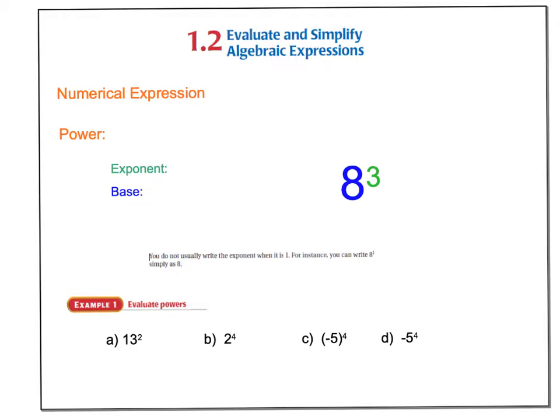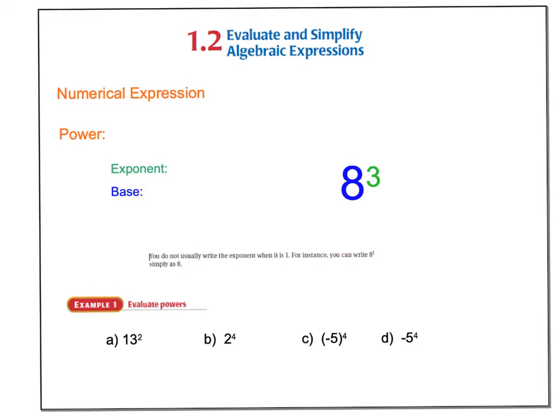A numerical expression is a phrase that consists of numbers, operations, and grouping symbols. It's important to note what I didn't say. I didn't say an equal sign. So expressions are like a phrase or a part of a sentence. They don't have a conclusion. They're just a sentence fragment. So a numerical expression is a phrase that consists of numbers, operations, and grouping symbols.